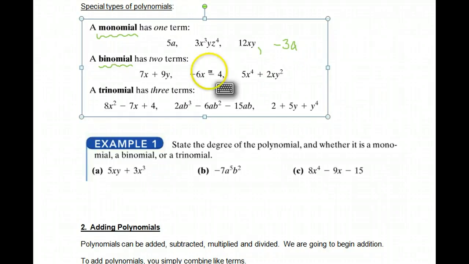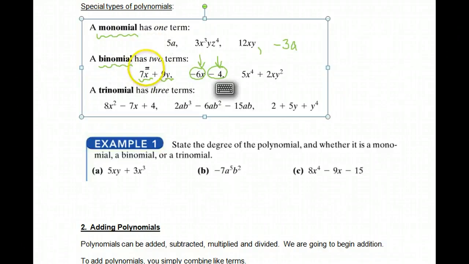So you'll notice we have 7x plus 9y. So that separation there of that plus sign shows us that we have two terms. Negative 6x minus 4. We have the separation with the minus sign, but that breaks into two negative terms. We have negative 6x, that's our first term, and our second term is negative 4. When we put them back together, we read that as a string of subtraction.